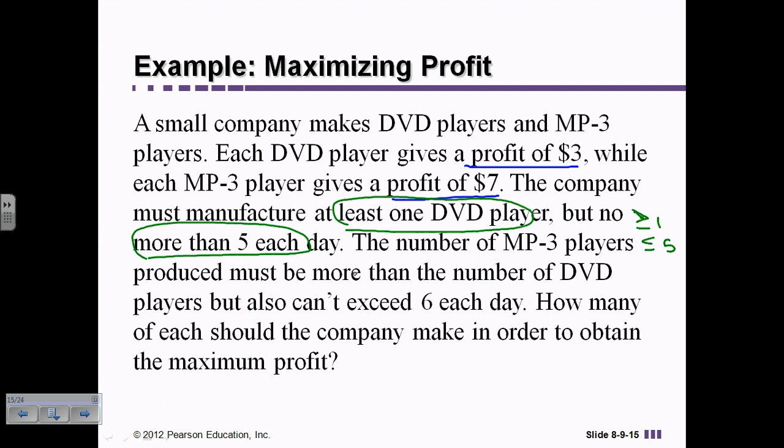Okay, the number of MP3 players must be more than the number of DVD players. So the number of MP3 players has to be greater than the number of DVD players, but it can't exceed 6. So it has to be less than or equal to 6. And then how many of each should the company make?